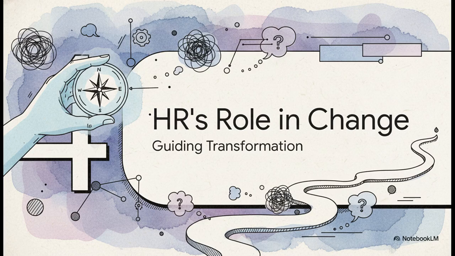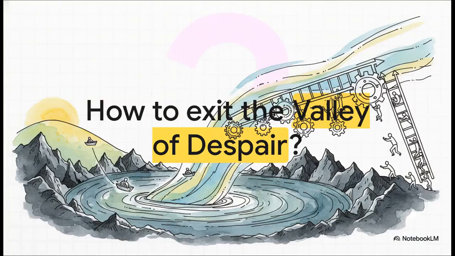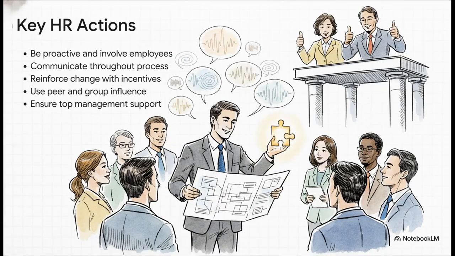All right, Section 4, HR's role in change, guiding the transformation. This brings us to a really critical pivot point in our explainer. Where does HR actually fit into this chaotic, emotional roller coaster? Because it's one thing to memorize the theories of Lewin and Jellison, but how do you actually turn the tide in the real world and pull the struggling workforce out of that valley of despair? Basically, HR acts as the guiding mentor through the whole process.